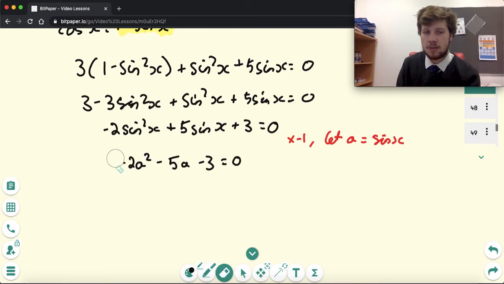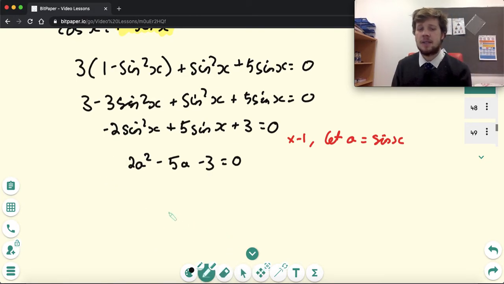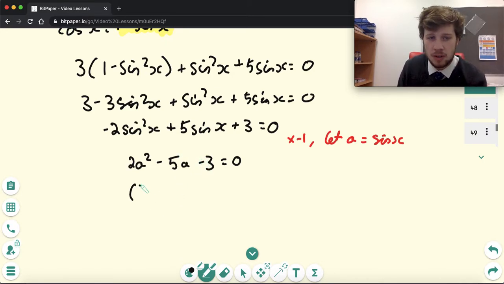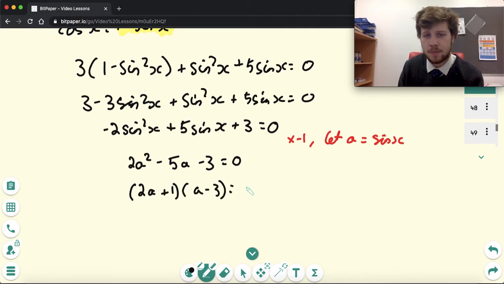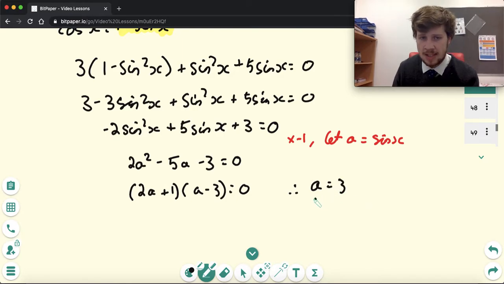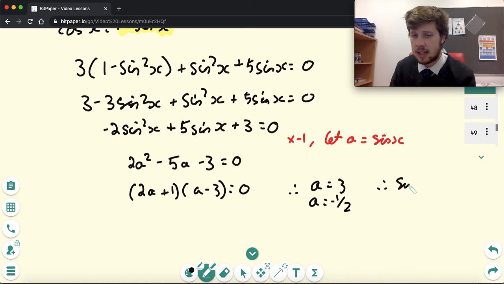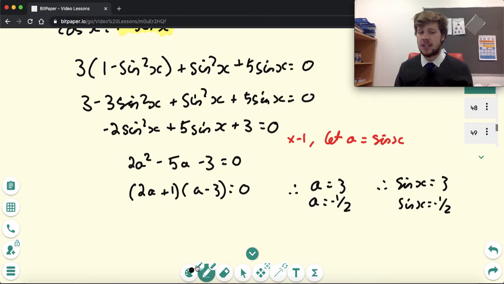Didn't really need that positive there, so I'm just going to get rid of that. And now I can factorise this nicely. It's going to be negative 3 and positive 1, so 2a plus 1, a take away 3. So therefore I get my answers of a equals 3 and a equals negative a half. Now, I know that a equals sine x, so I've got sine x equals 3 and sine x equals negative half.